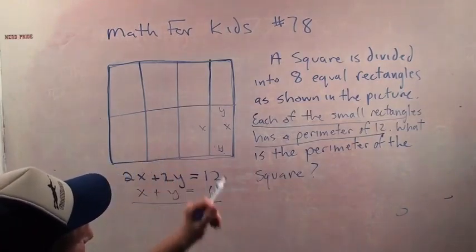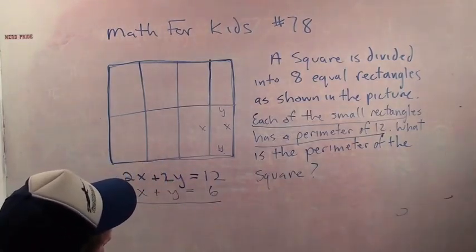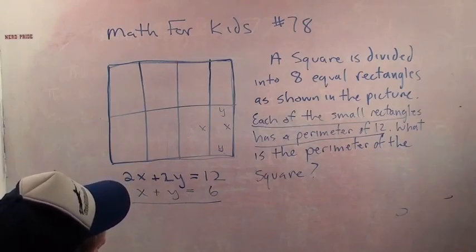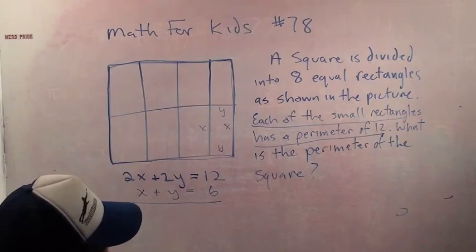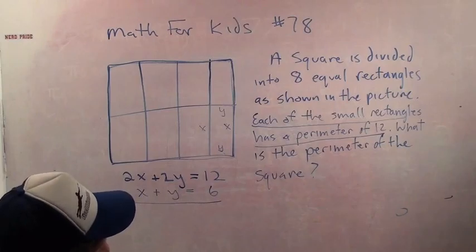We know something else about this picture. What do we know about this picture? It says it's 8 equal rectangles. So all the rectangles are the same. What else do we know about the picture? We know all the sides are the same.